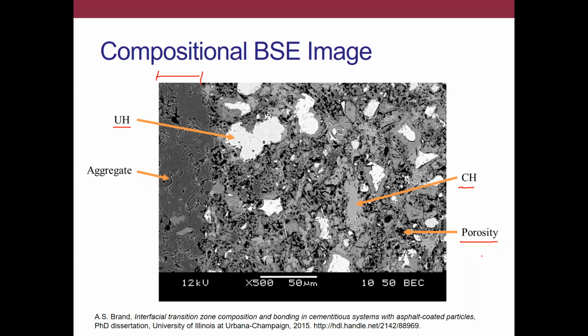And what we're going to do is use image analysis to assess the ITZ. Since we now know where our aggregate is, we're going to have some zone over here that will be the ITZ. And then the next zone over here is going to be what we'll call the bulk microstructure.